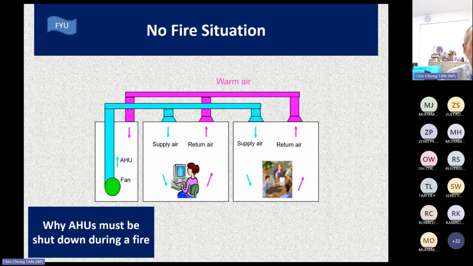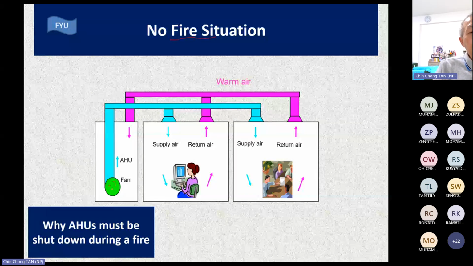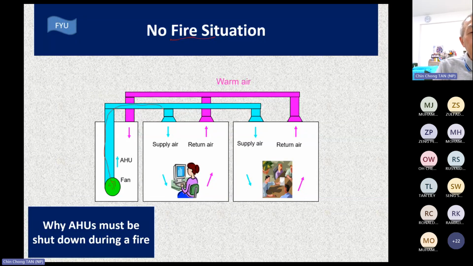So the reason why we must stop the air conditioning system. Now, I didn't draw the cooling coil. This is a fan. So normally, with no fire, this is what will happen. It will supply cool air here, pick out the heat from the room, go to the return air, and then come back. Recycle. Same thing.